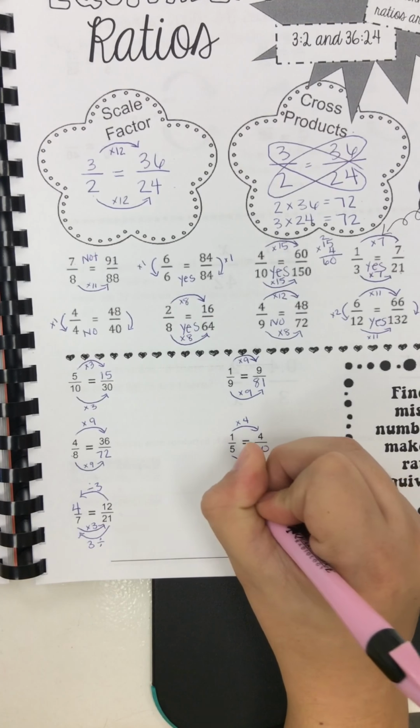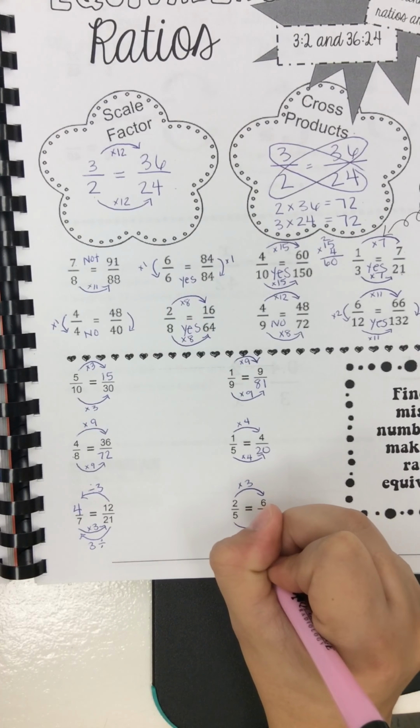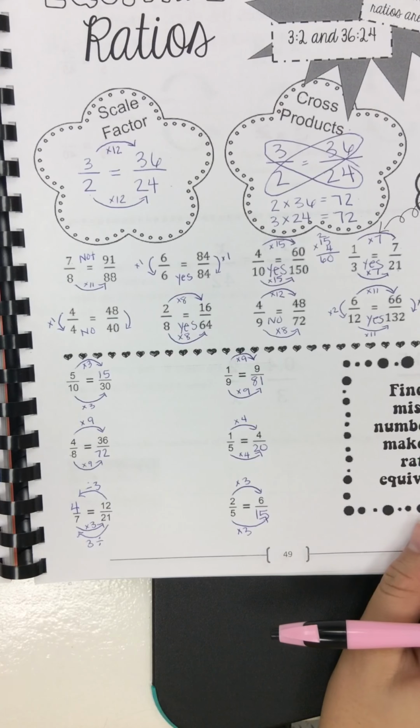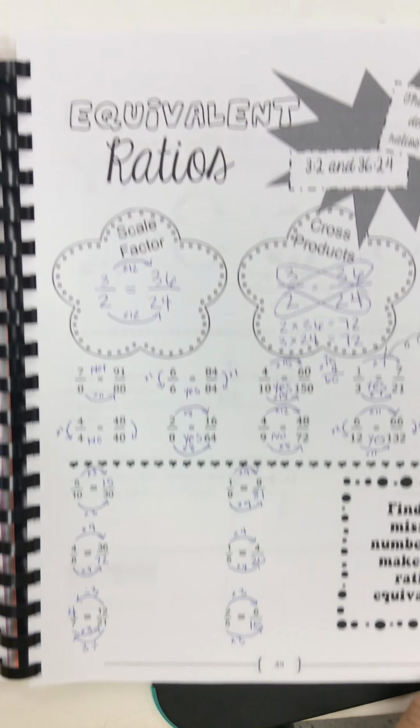So 2 times 3 is 6. So 5 times 3 is 15. Okay? And that is the notes over page 49 over equivalent ratios.